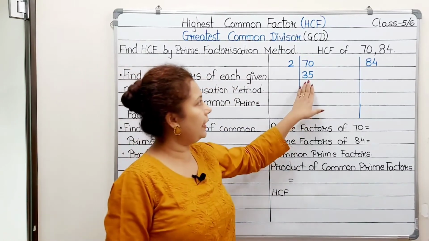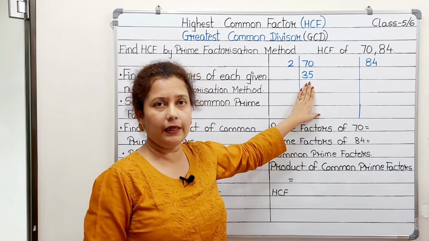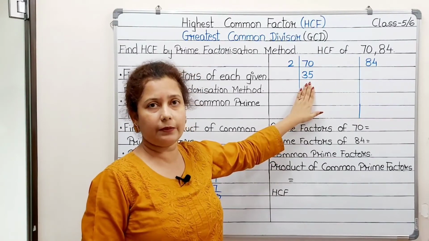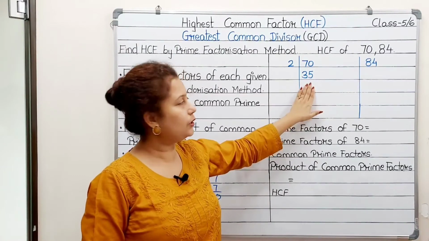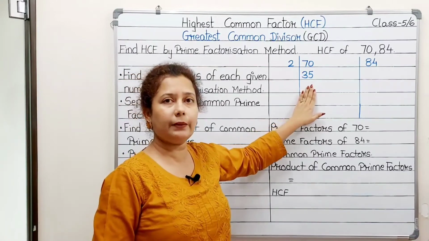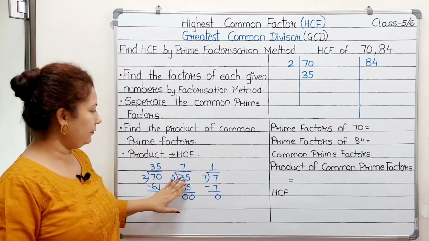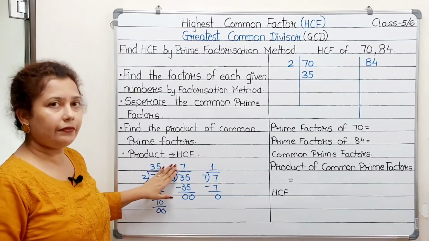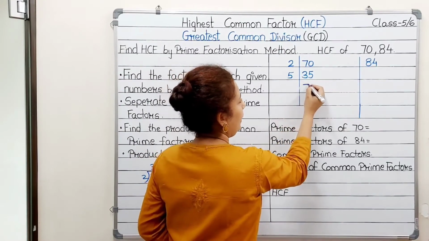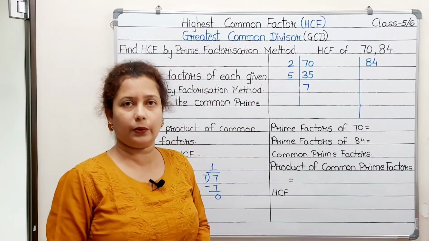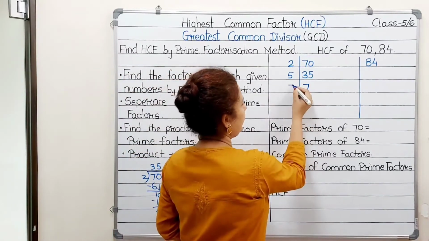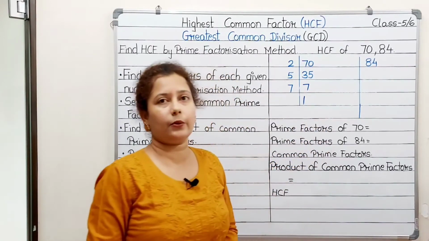Now we will see if 35, the quotient which we have got, is divisible again by 2. It is not divisible by 2. It is not divisible by next prime number, that is 3. So we will move to the next prime number, that is 5. 35 is divisible by 5. When we divide 35 by 5, we get 7 as the quotient. 7 is also a prime number, so we will divide 7 by 7 and we will get 1 as the quotient.